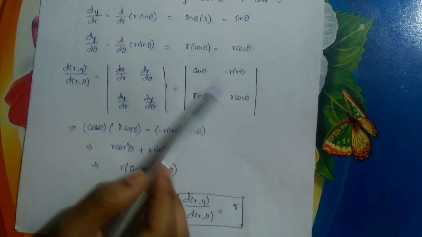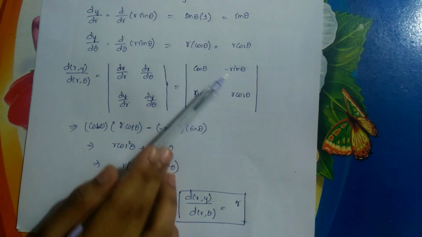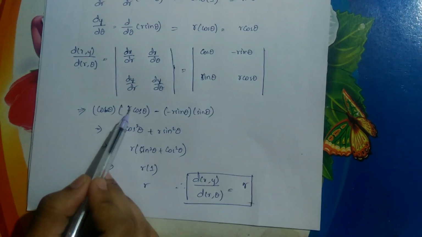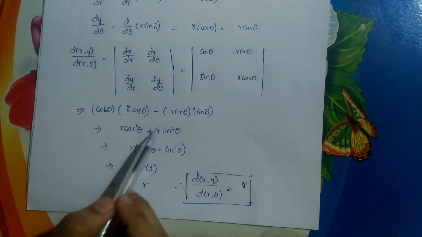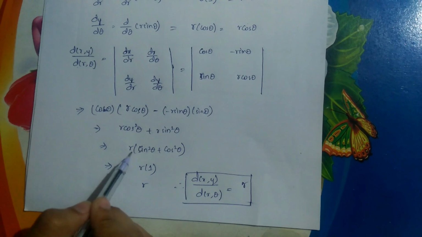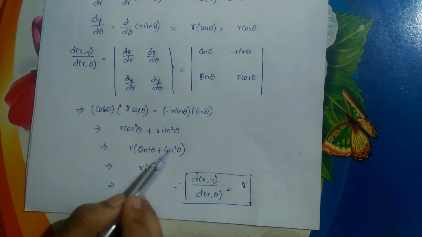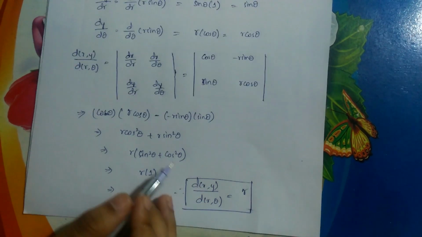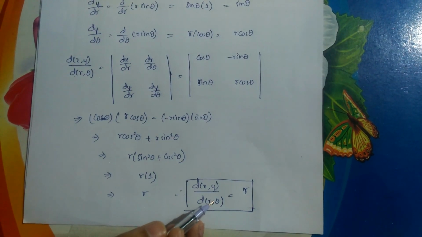Finding the determinant: cos theta into r cos theta minus of minus r sin theta into sin theta, that equals r cos square theta, minus into minus is plus, r sin square theta. If we take r common, we get sin square theta plus cos square theta. We know that the value of sin square theta plus cos square theta is 1. So r into 1 equals r. So ∂(x,y)/∂(r,θ) equals r.